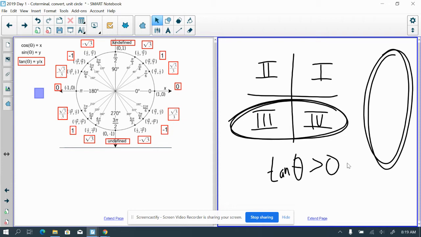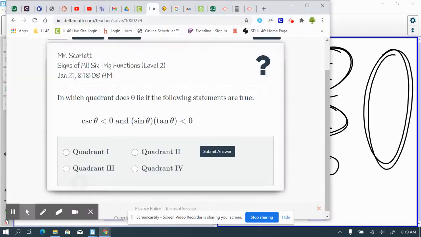Okay? Well, tangent is y divided by x. So how could you take y divided by x and get a positive answer? Either both y and x are positive, because a positive divided by a positive is positive, or y and x are both negative, because a negative divided by a negative is positive. And as you can see, it must be quadrant 3 where theta is. Quadrant 3.